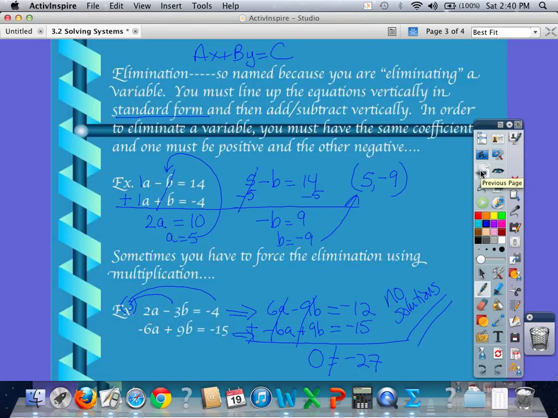Again, you're going to practice these, and we'll do some more in class. Again, sometimes you may have to change both of the equations. Just remember, you have to have the same coefficient, and you have to have one positive and one negative in order to eliminate.